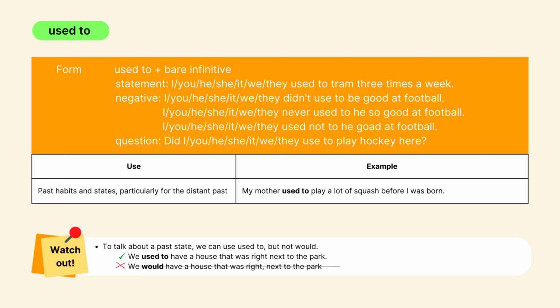Use. Past habits and states, particularly for the distant past. Example: My mother used to play a lot of squash before I was born. Watch out. To talk about a past state, we can use used to, but not would. We used to have a house that was right next to the park. Not: We would have a house that was right next to the park.